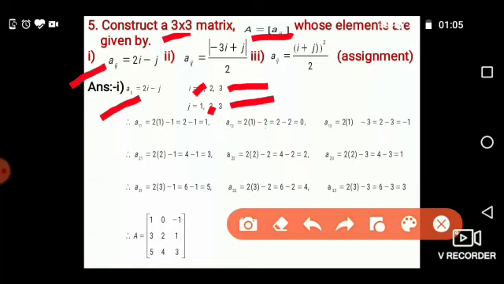If I is 1, J is 3, we'll get an element A13. So 2 ones are 2 minus 3. 2 minus 3 is equal to minus 1.